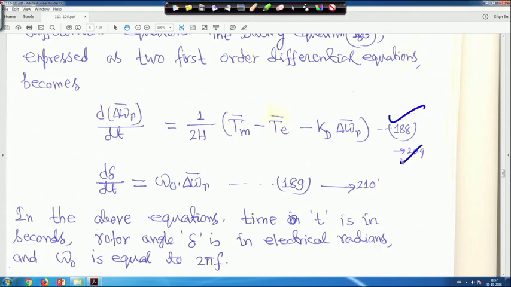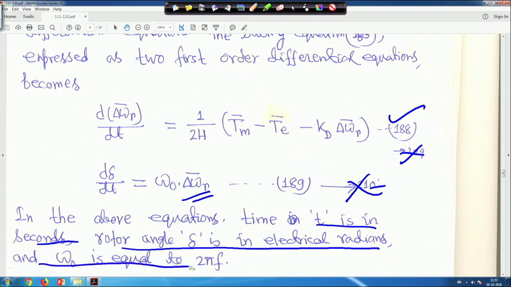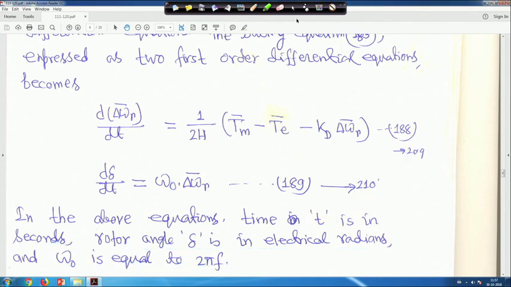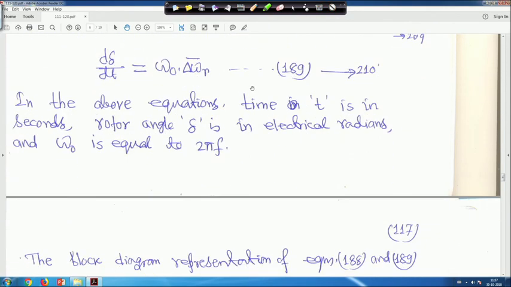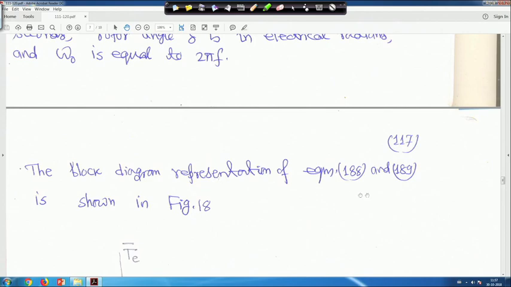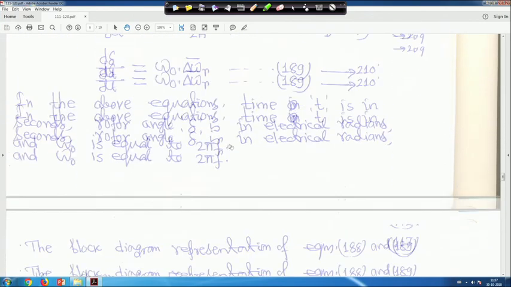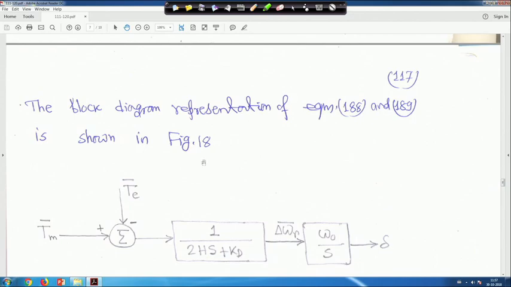And d delta upon dt is equal to omega 0 delta omega r bar. This we have seen. Now, in the above equation, time t is in seconds, and rotor angle delta is in electrical radians, and omega 0 is equal to 2 pi f. Now the block diagram representation of equation 188 and 189 is shown in figure 18.